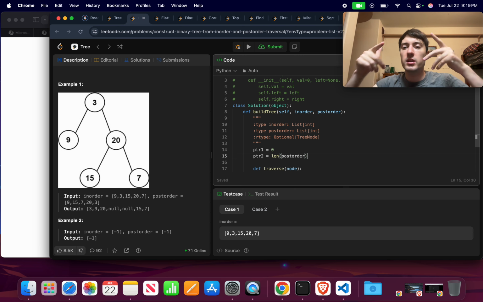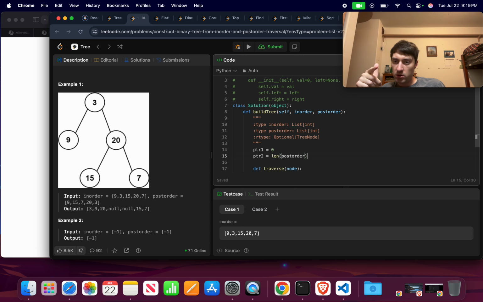And now do I want length of the post order or length of post order plus 1? Or minus 1. What do I want? So length gives the number of elements. I don't want the number of elements. I want the index. So it's going to be minus 1. Okay, so that's at the end. So it will point to this 3. So that's going to be the node.